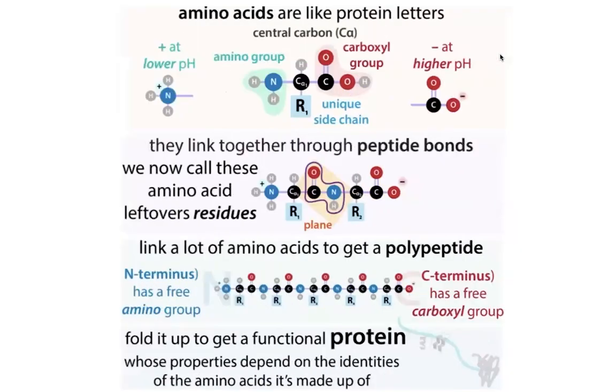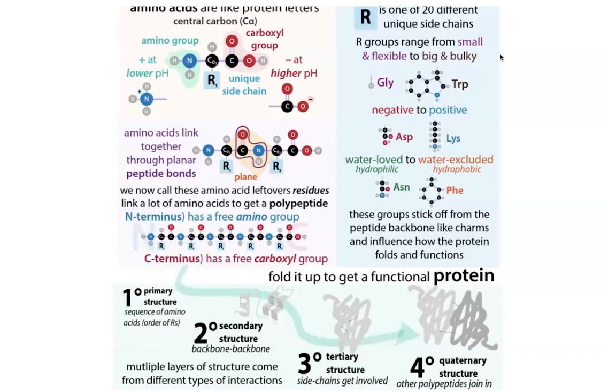protein. And the sequence of amino acids is going to be really important because each amino acid has a unique part, a side chain or R group that's going to stick off. And because these have different properties, they're going to influence how the protein folds and therefore how it functions. So you can imagine if you have something small and flexible, you might get a flexible region of a protein, whereas you have something big and bulky, it's going to be harder to fold up.